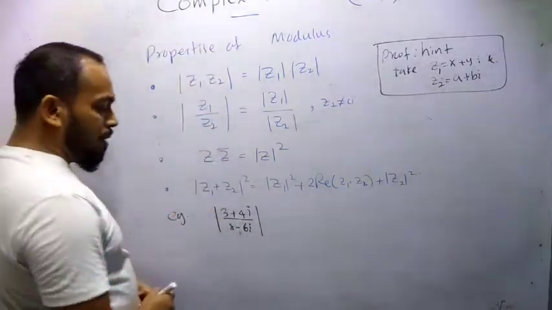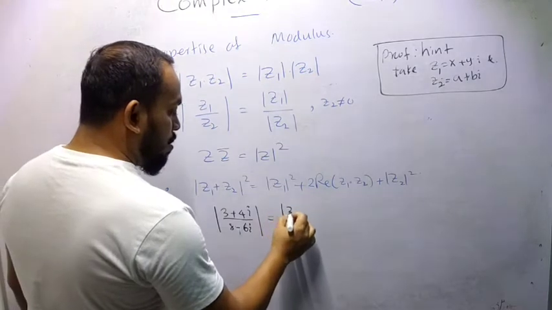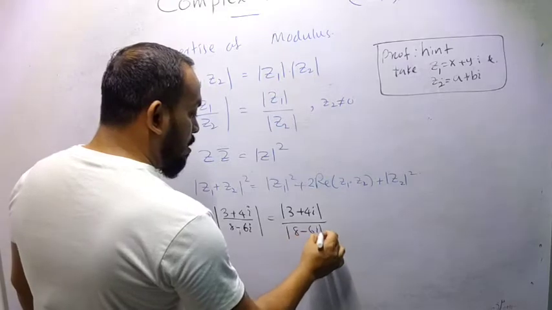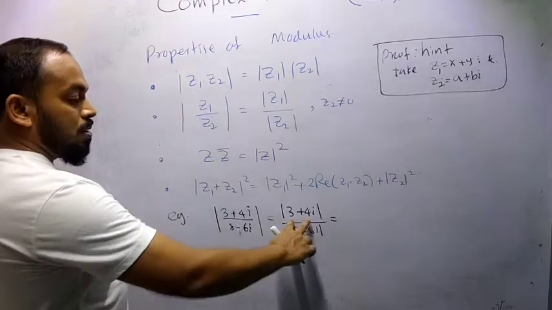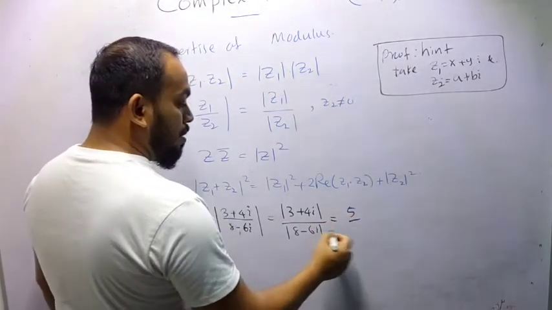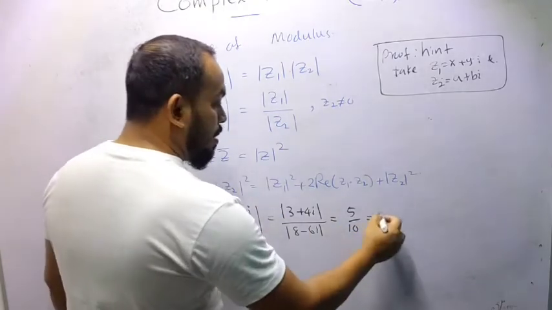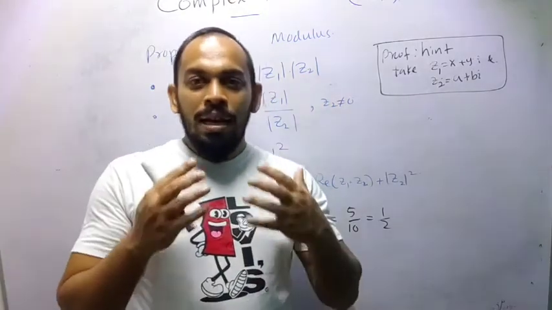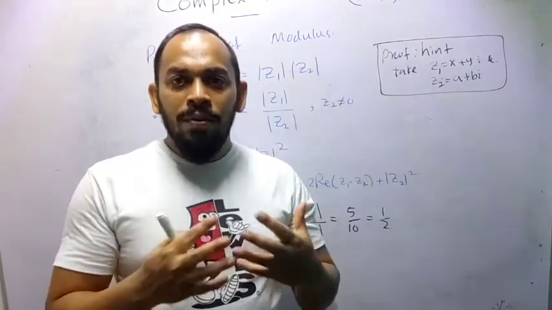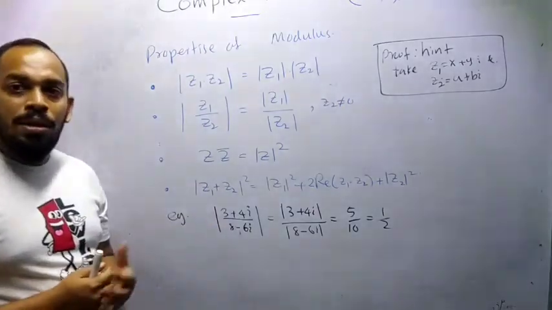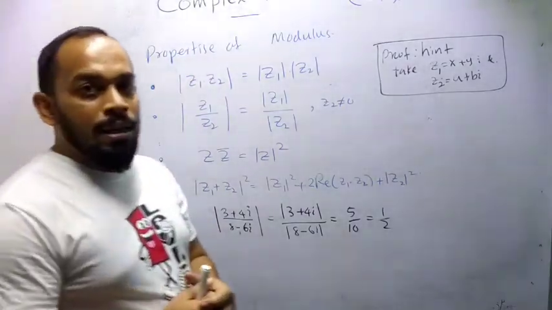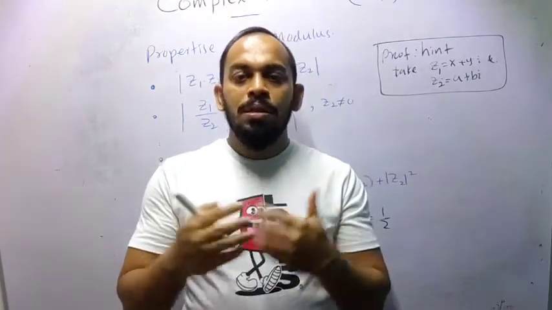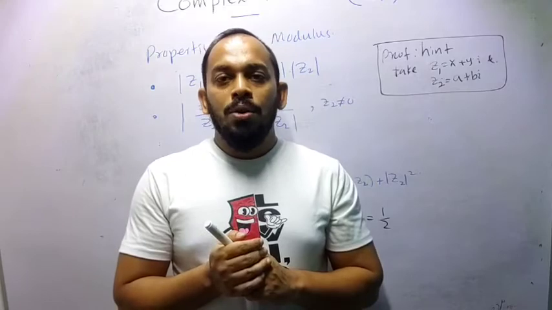But from this property, we know that this is equal to the modulus of 3 plus 4i divided by the modulus of 8 minus 6i. What is the modulus of this one? This is just 5. This is 10. The answer is done. Right? You can see how simple this is. So just learn it and feel the difference. Enjoy doing this mathematics. This is not that complicated, but when it comes to past paper questions, you should have a certain upper hand on it.